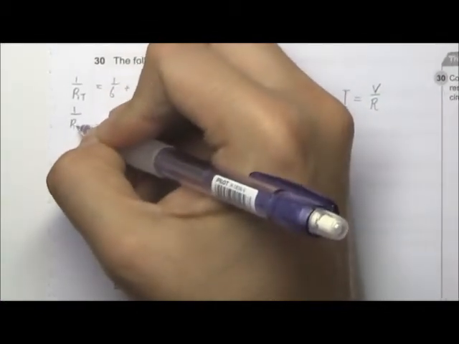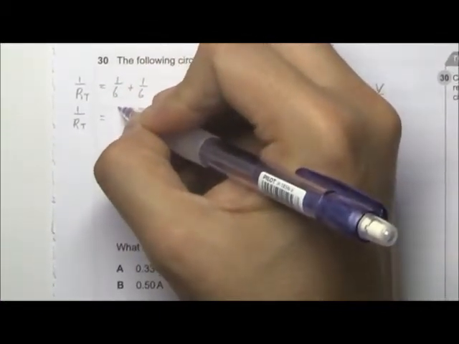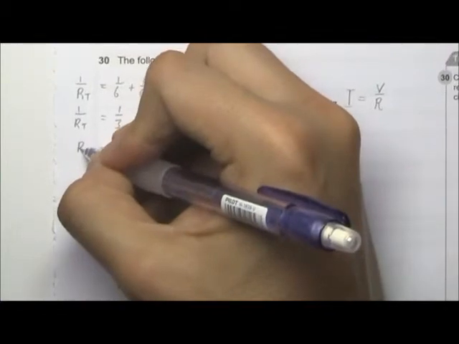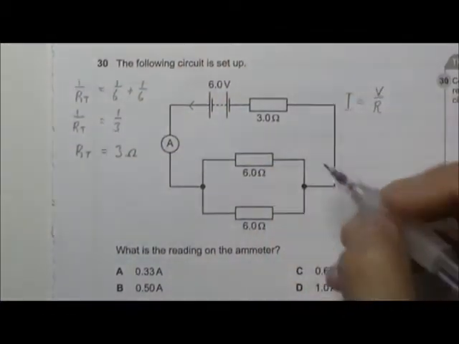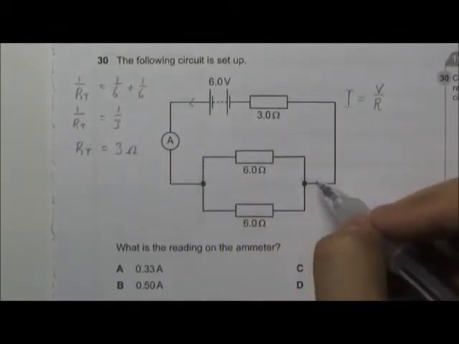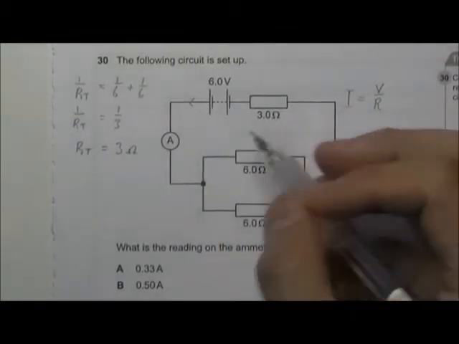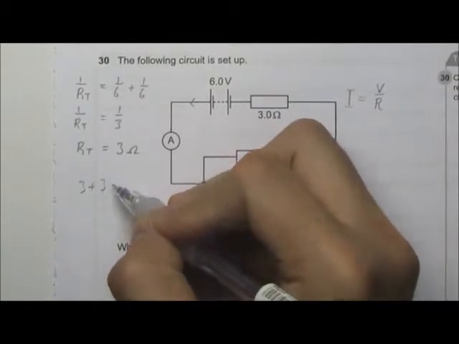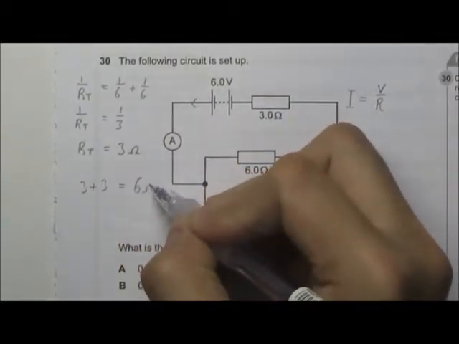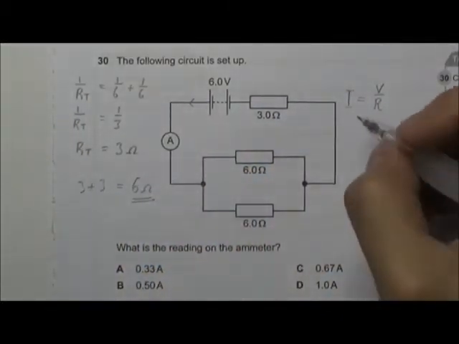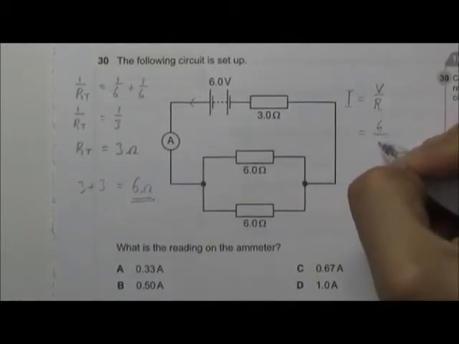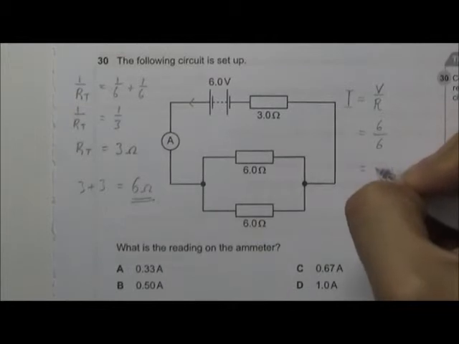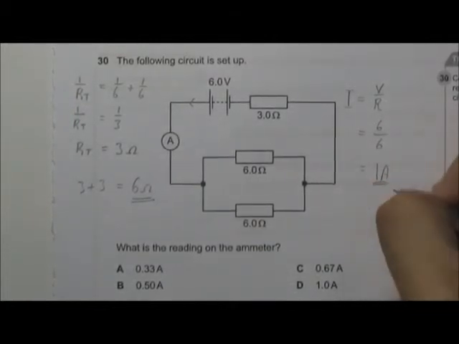we can use the formula 1 over RT is equal to 1 over R1 plus 1 over R2. So 1 over RT will be 1 over 3, and the resistance across the parallel branch will be 3 ohm, and it's connected together with this 3 ohm resistor. So we take 3 plus 3, total resistance will be 6 ohm. So we come back to this formula here. Total voltage is 6 volt, total resistance is 6 ohm. The current that comes out from the battery will be 1 ampere. Answer D.